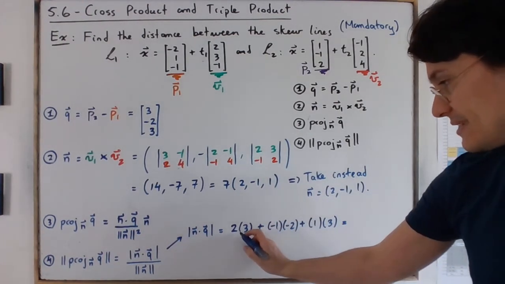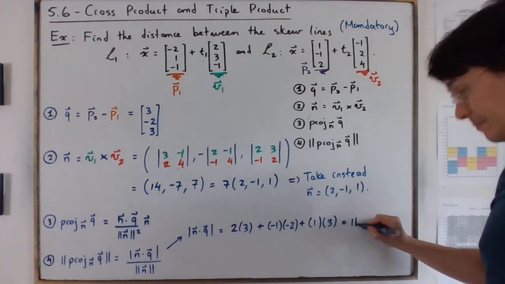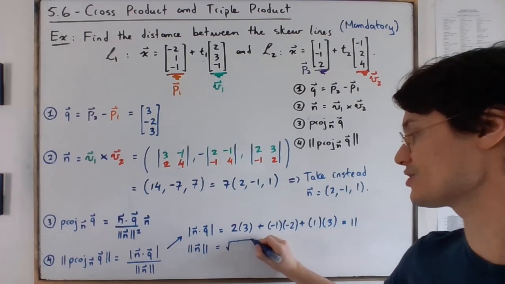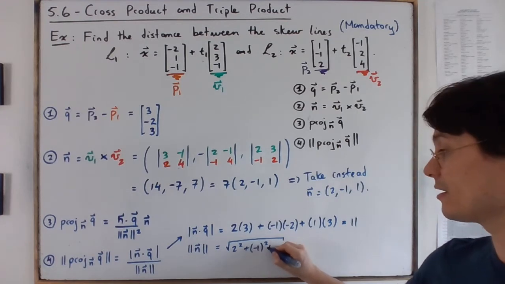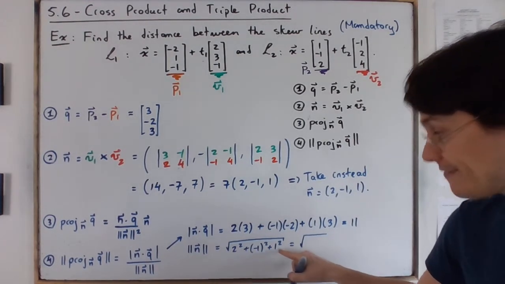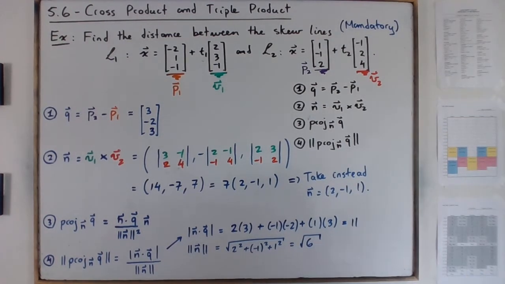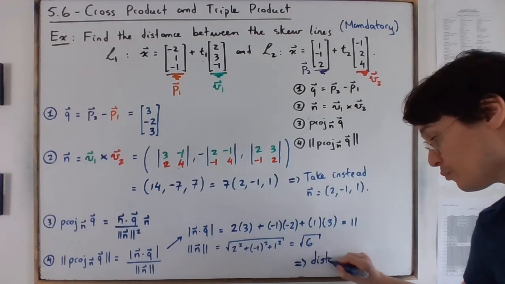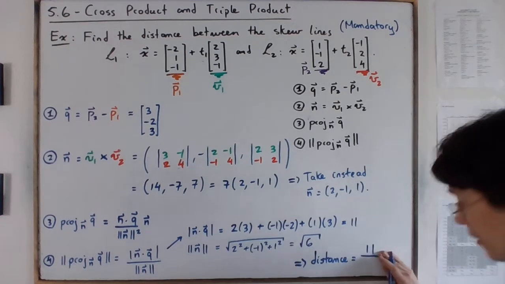This is 6, 9, plus 2, 11. There you go. And the norm of n, remember, is the square root of all of these squared: 2 squared, -1 squared, and then 1 squared. So we have 4, 5, 6. Which means that the distance, we could call it d, is simply 11 over the square root of 6.